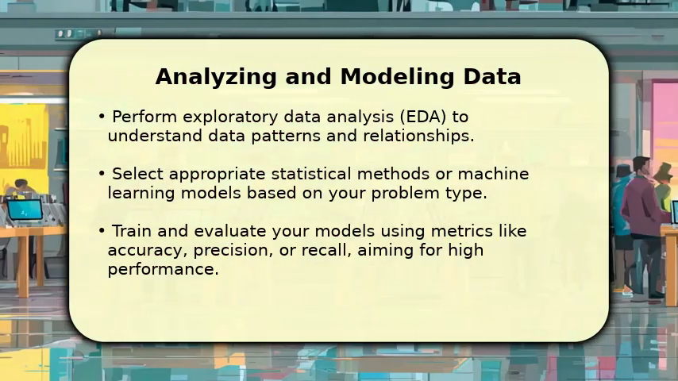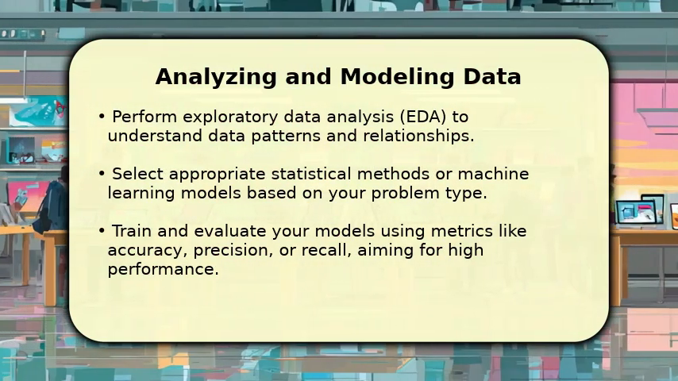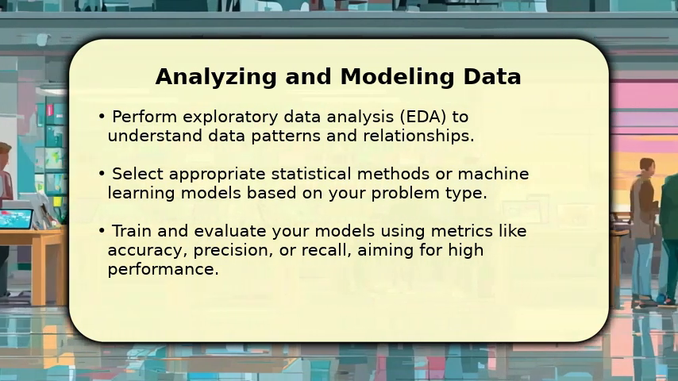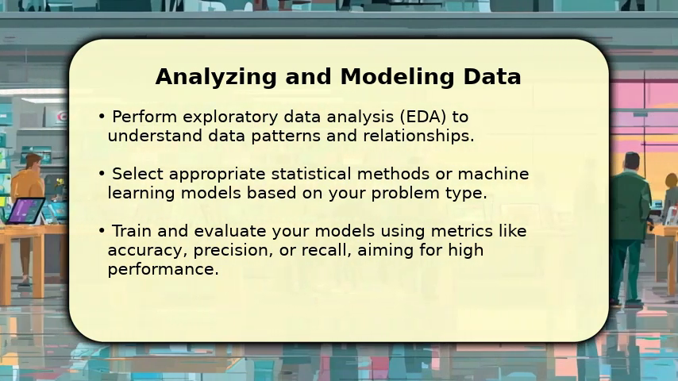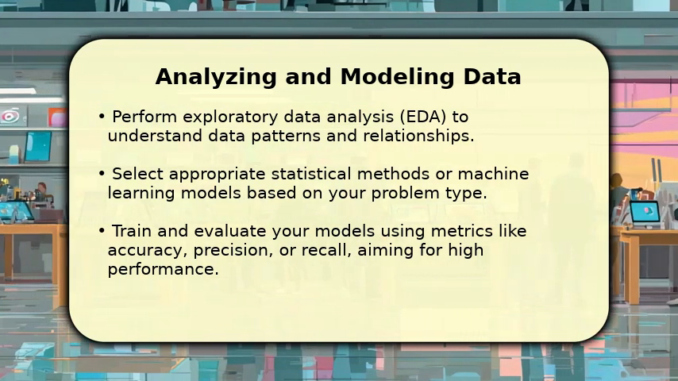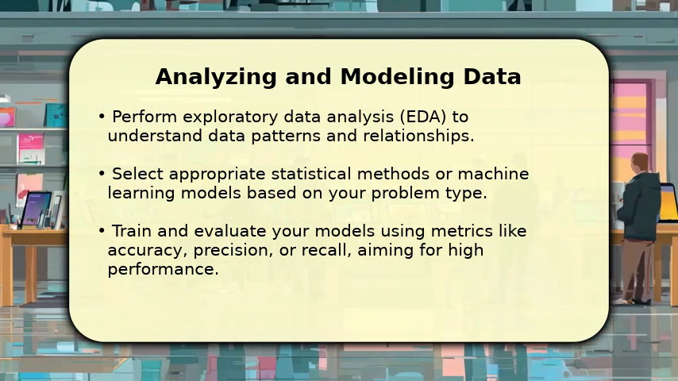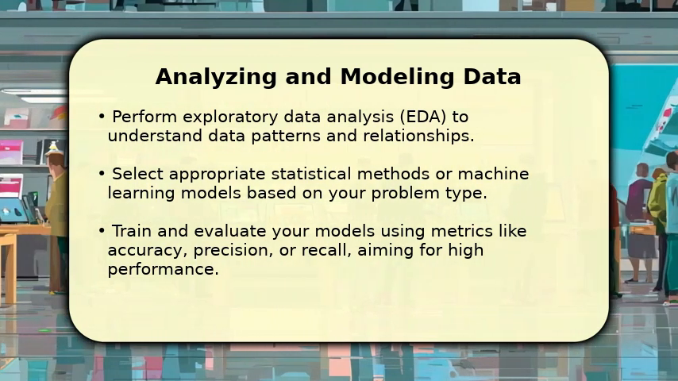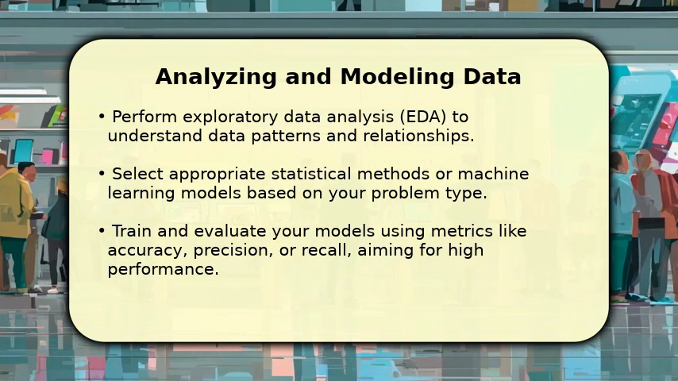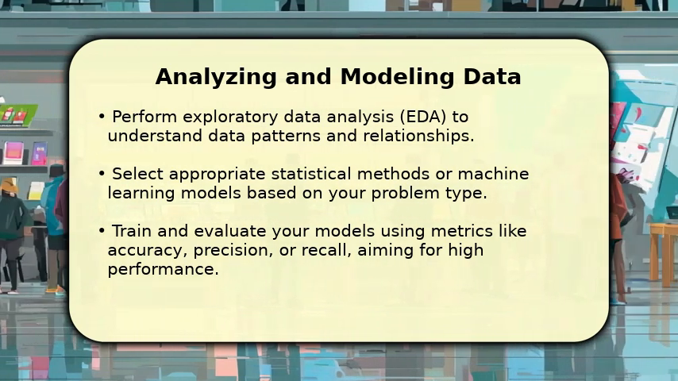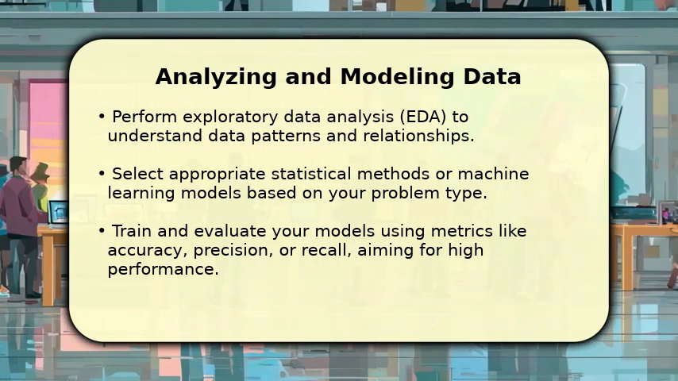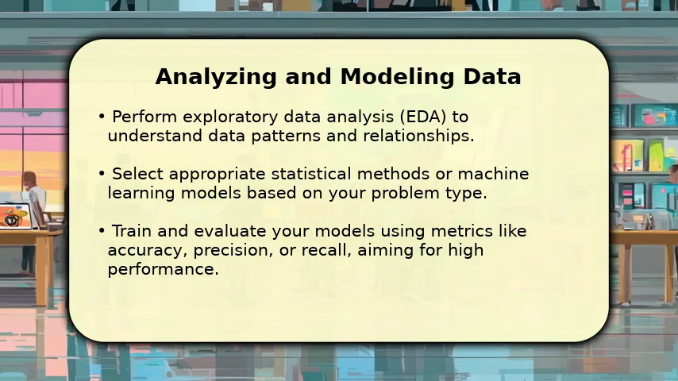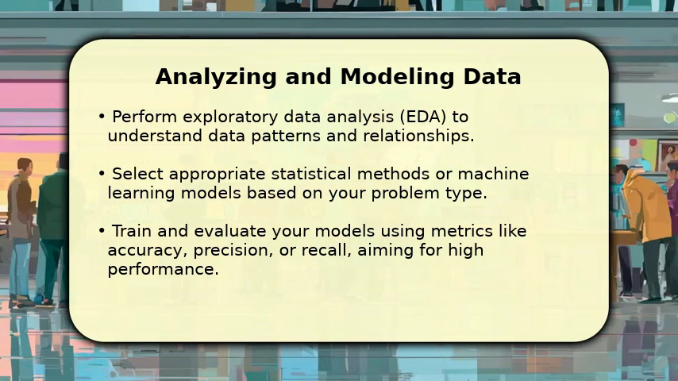With clean data in hand, you can now move to analysis and modeling. Start with exploratory data analysis to uncover hidden patterns and correlations. Visualize your data using charts and graphs to gain initial insights. Then, choose a suitable model. For prediction, you might use a regression model, or for classification, a decision tree. Train your model on a portion of your data, perhaps 70%, and validate it on the remaining 30% to ensure its robustness and predictive power.